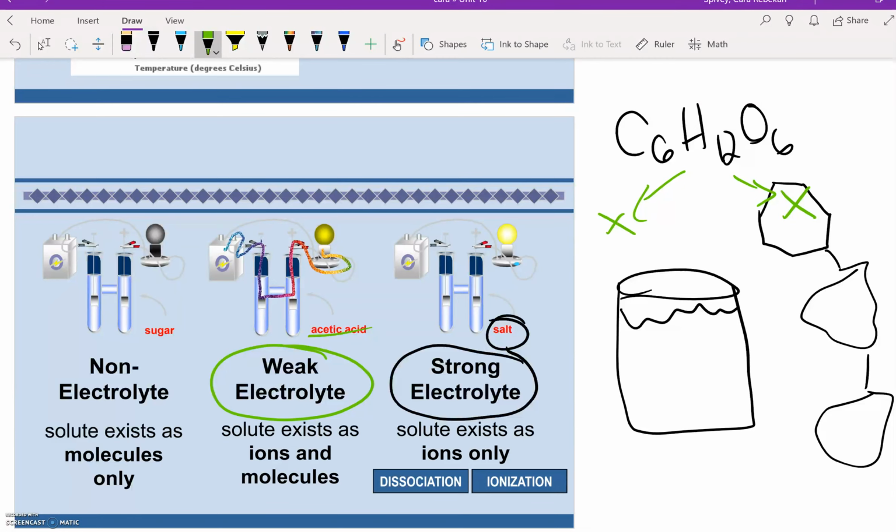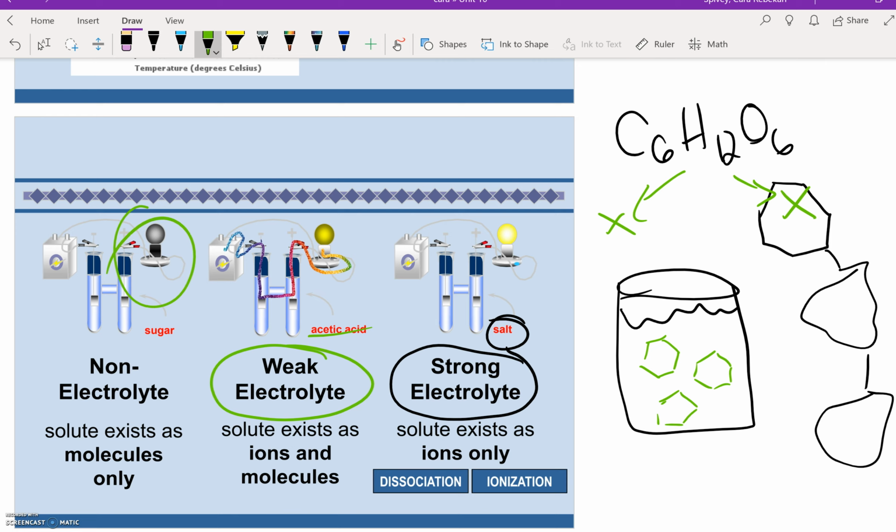The C6, the H12, and the O6 are still going to stay together. So there's no dissociation at all of these sugar molecules. They're just floating around in the water, which is why it tastes so sweet to you. But because there are no ions being created, there's not going to be any flow of electricity. That's why we see that the light bulb does not light up at all.